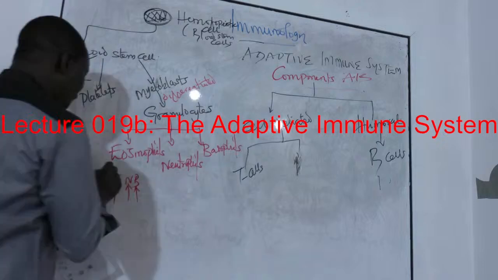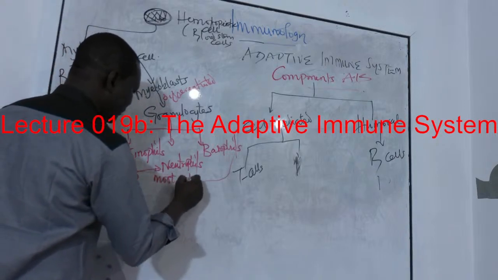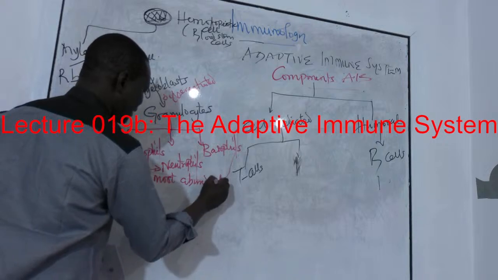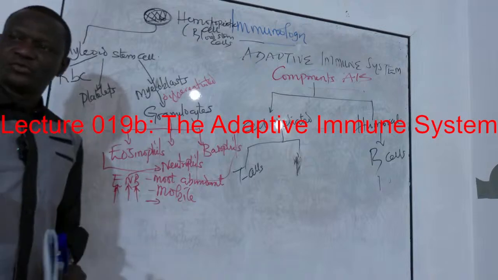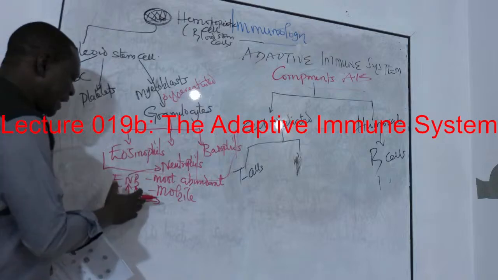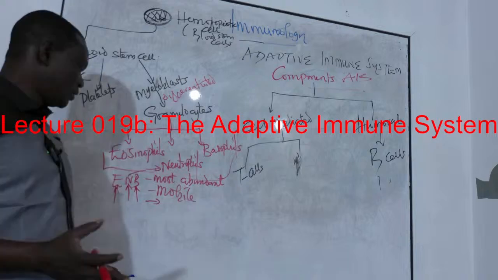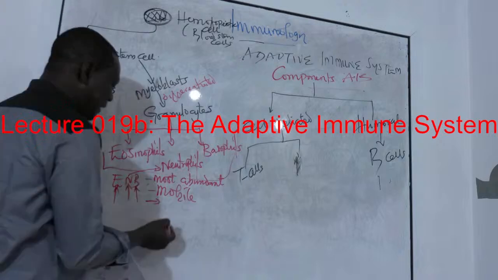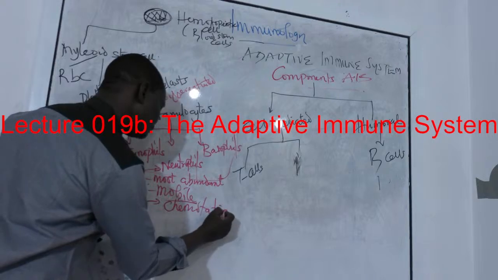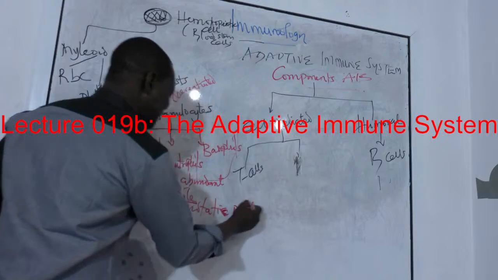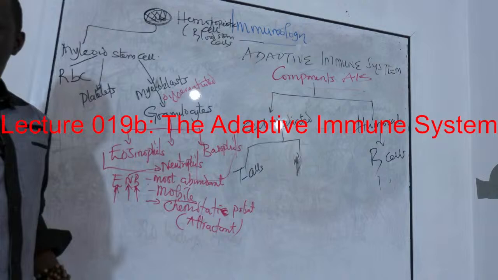So out of these three, the neutrophils is the most abundant, and it is very, very mobile. In fact, it will be the first to get to the site of any infection. Because it is most abundant, it is found almost everywhere in this blood cell. It is highly mobile, and it has a chemotactic potential. That is, it can serve as an attractant, because it will always attract enemy to itself.